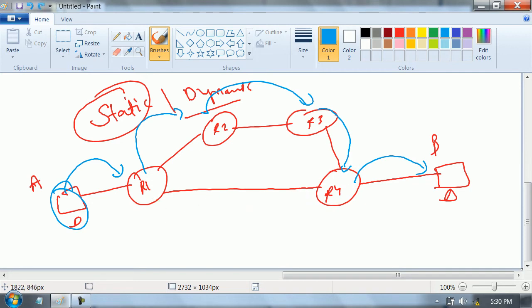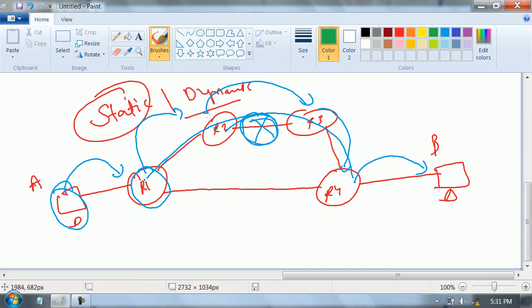If I define the path like this, fine, agree, and if this link goes down, R1 will never get to know that this link is not working. This thing is clear? R1 will always send traffic to R2, and R2 will drop the traffic because the link between R2 and R3 is not working. But in case of dynamic routing, R1 knows about both of the paths.